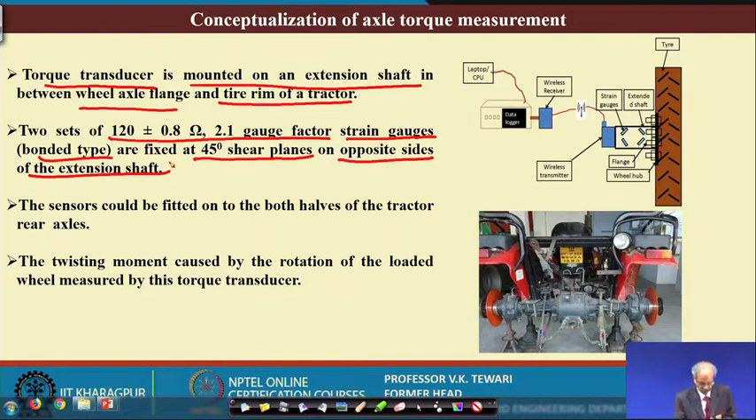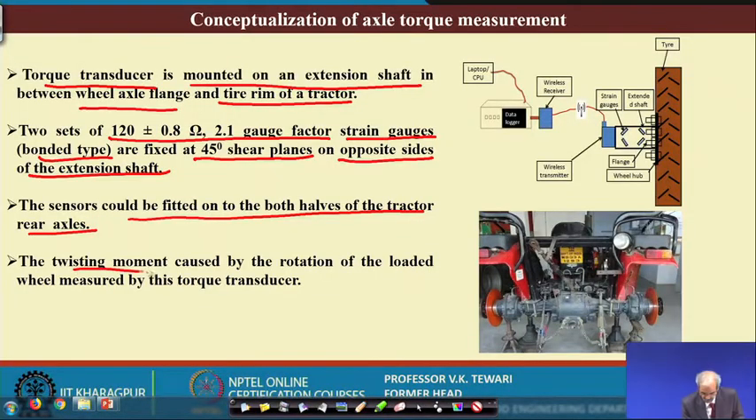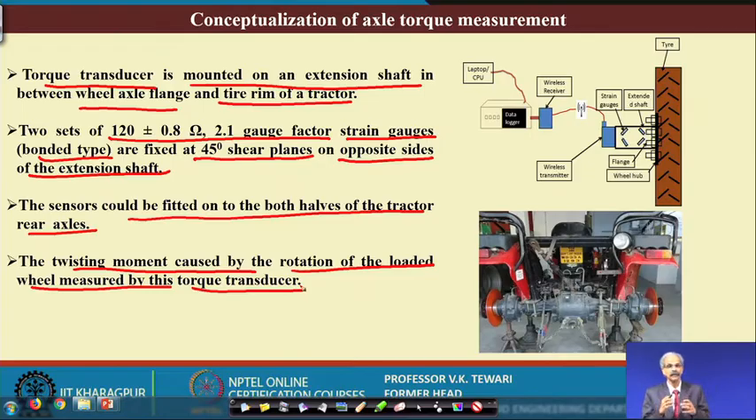Okay. The sensor should be fitted on both sides of the rear axle of the tractor. We want both sides, so that we can get information from both sides of these two axles. The twisting moment caused by the rotation of the loaded wheel will be measured by this torque transducer, because whatever twisting moment is coming can be measured. Now, how do we get to this?